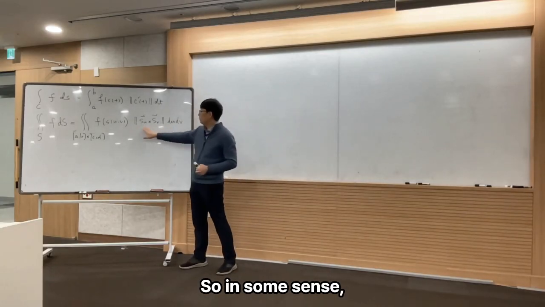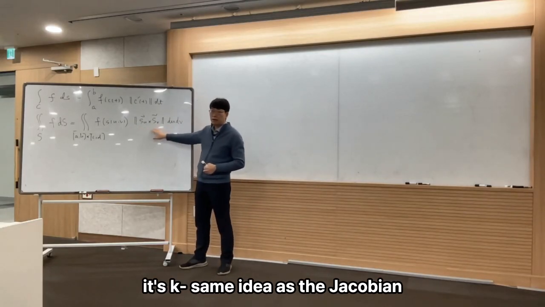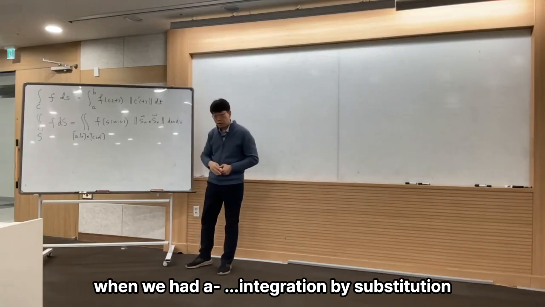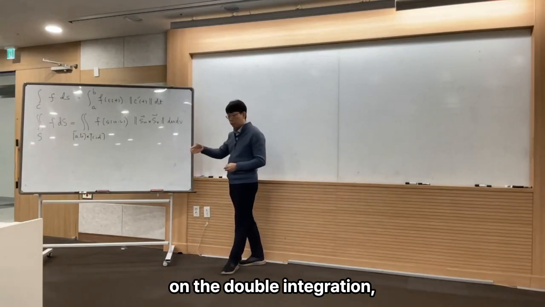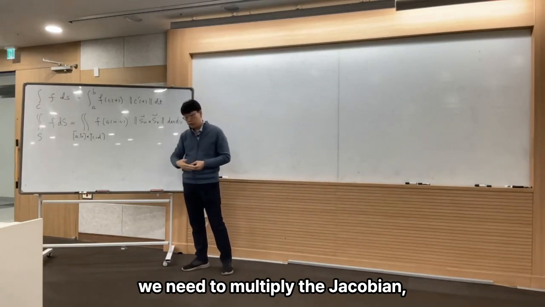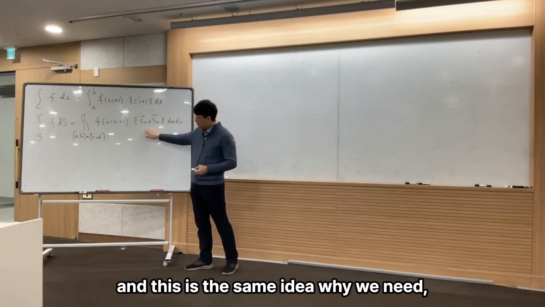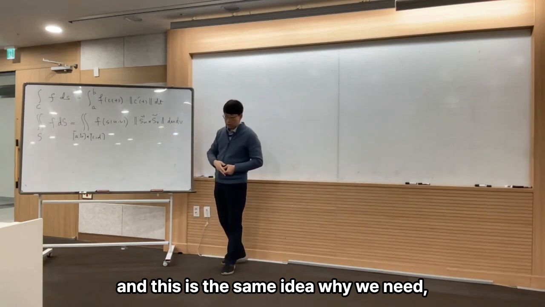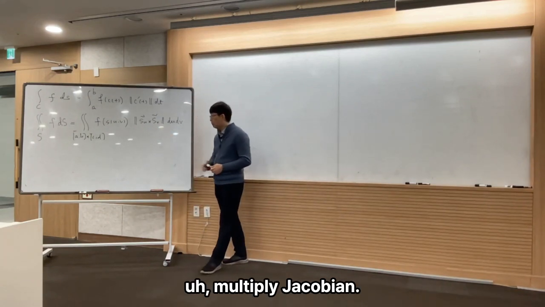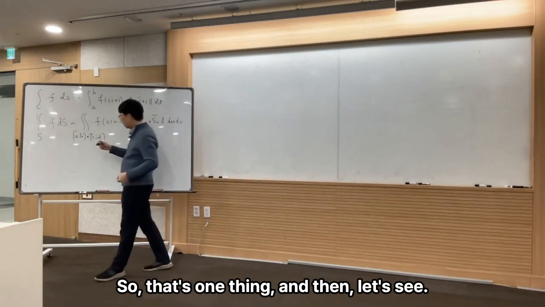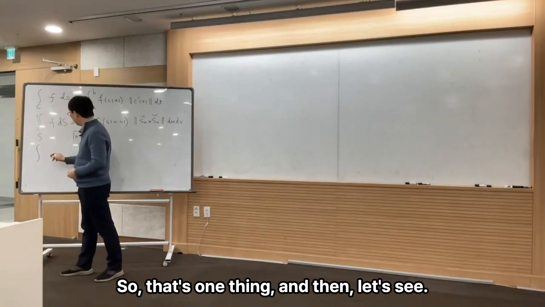So in some sense, it's the same idea as the Jacobian. When we had an integration by substitution on the double integration, we need to multiply the Jacobian. And this is the same idea why we need to multiply the Jacobian. So that's one thing.